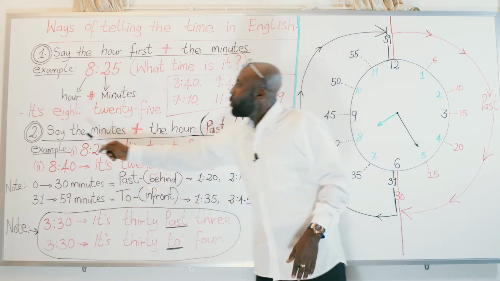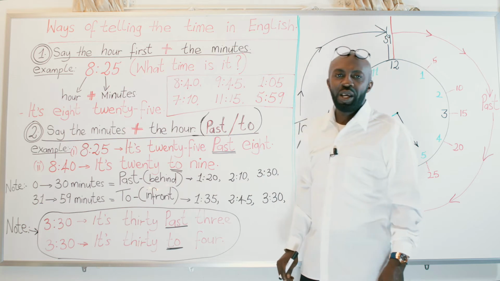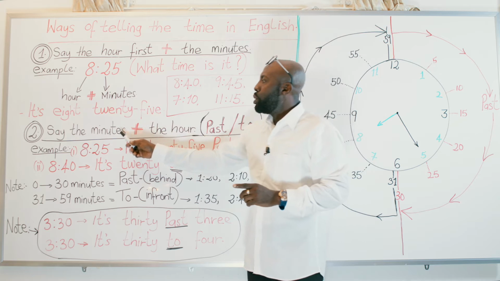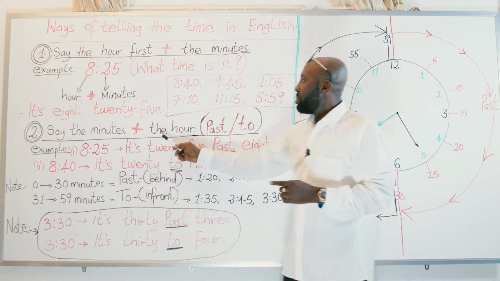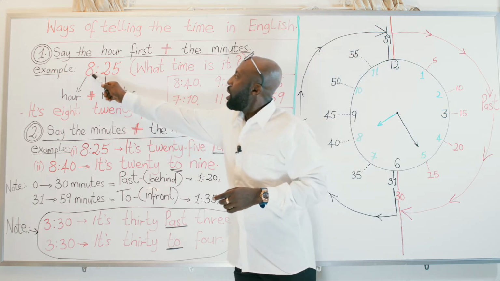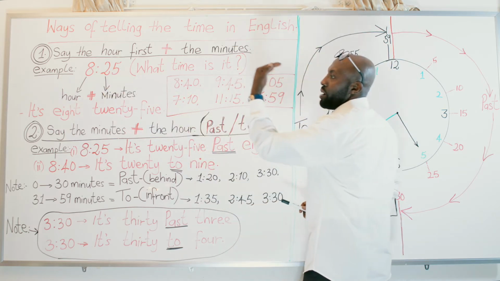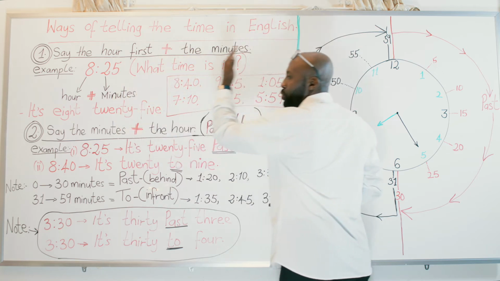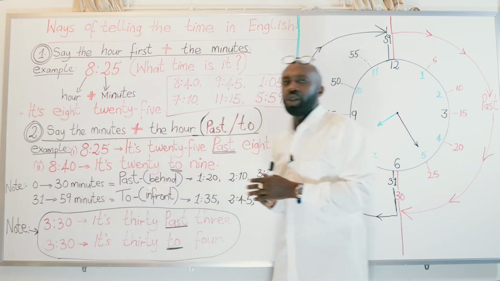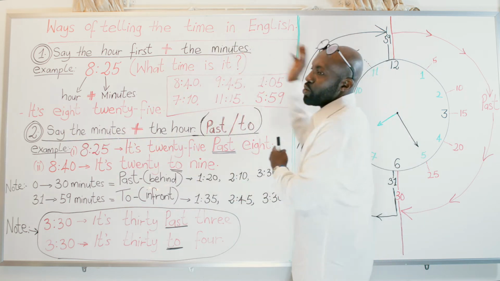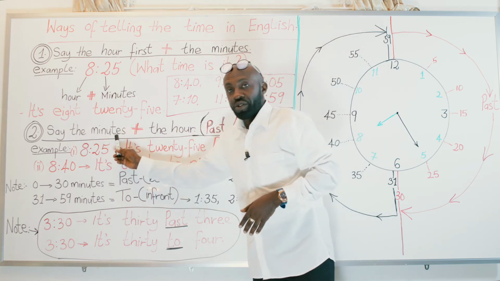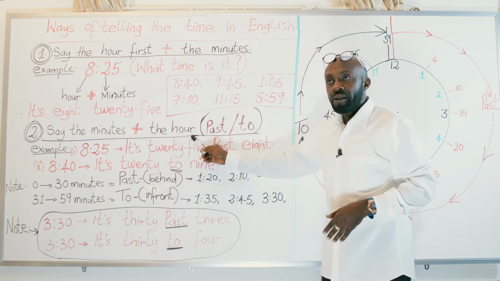Okay, the second way of telling the time in English is the reverse. Now, you say the minutes first before you say the hour. Remember, hour-minutes means you're telling your time from left to right. Now, number two is minutes-hour, which means you are telling your time from right to left. It's just the reverse. So you say the minutes and then the hour.